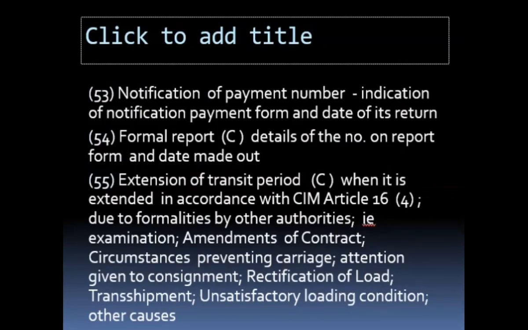Part 53 is notification of payment number, and is the indication of notification payment form and date of its return. Part 54 is formal report. This is conditional, details of the number on report form and date made out. Part 55 is extension of transit period.